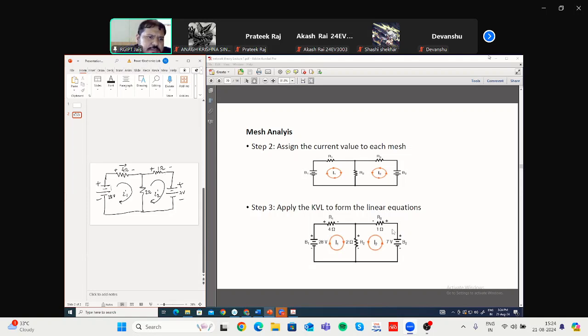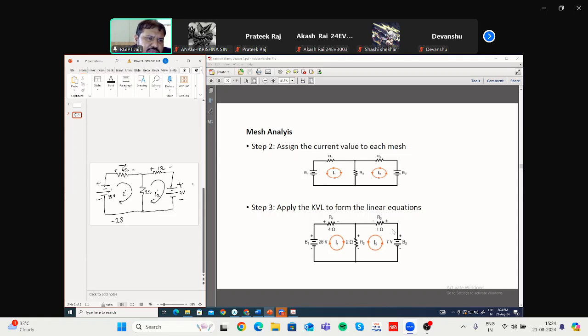Yeah. So how to write the equation then? If you see, this is mesh 1. Now you are going in this clockwise direction. So let us say you are starting with this battery. You are encountering the minus sign first. So it is minus 28 volt. Sorry, we are not writing volt here, minus 28.